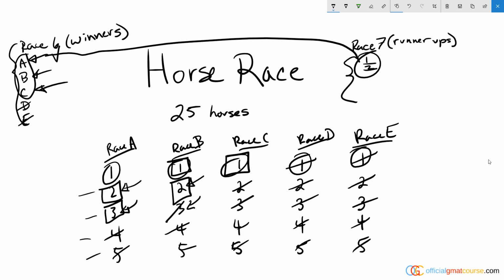Process of elimination is a strategy that's useful in a lot of quant questions on the GMAT. Obviously really useful here. So a lot of times we need to think about not necessarily working from the top down, but from the bottom up.